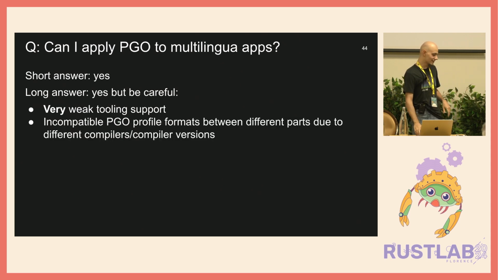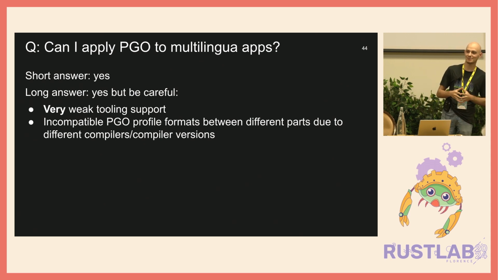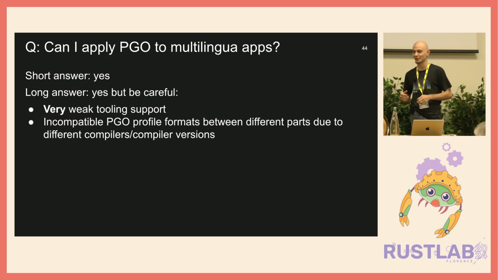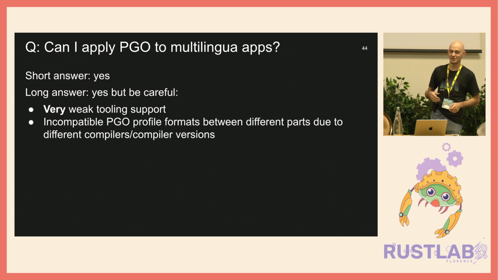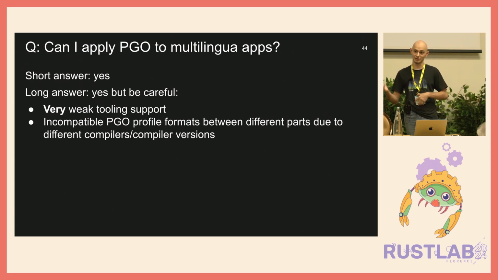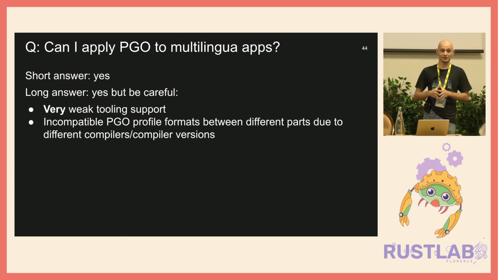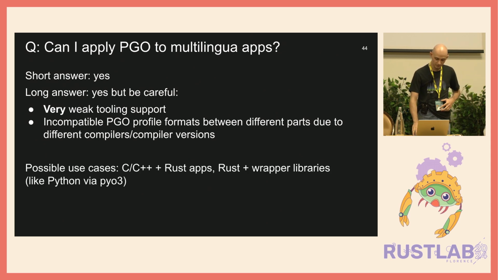And even in this case, you can run into incompatible PGO profile formats between C++ and Rust, between Clang and the Rust part, because rustc is compiled with one LLVM version and C++ with another one, and it could be a problem. If you compile your C++ part with GCC, it can become a bigger problem, but anyway, please be careful. Possible use cases for such usage are C++ plus Rust applications, and especially Rust as a core with a wrapper in any slow language, like Python libraries and so on.